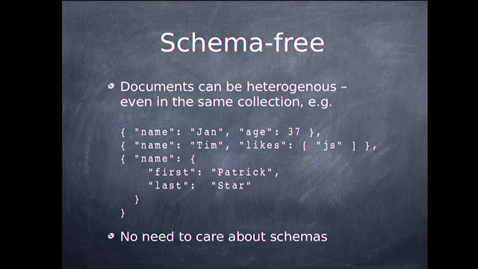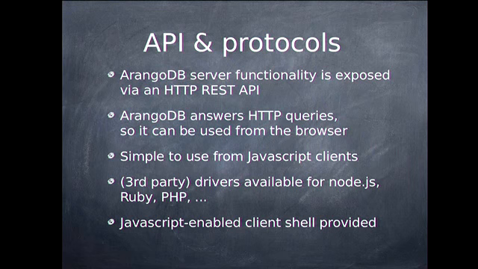So there is no alter table stuff like that. There's no create table stuff like that. You just store your documents and that's it. So you don't need to care about any sort of schema or schema migrations like you have to in relational databases. And ArangoDB uses a lot of established web standards for the API and the protocols.